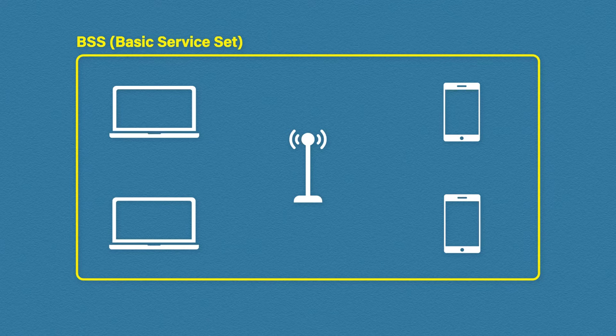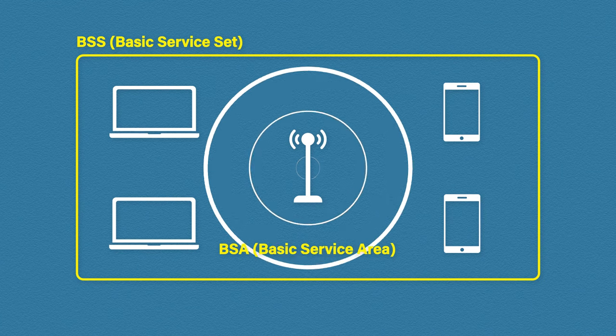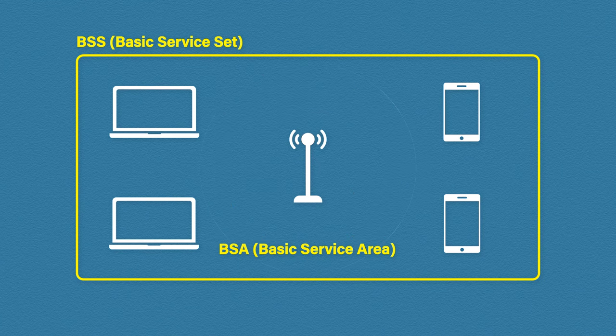Now, there is a downside to wireless networks like this, and it's one I'm sure you've experienced before at home. When connected to a wireless network, you are restricted to the area the access point has signal for you to connect. And this signal area is known as the Basic Service Area, or BSA. Okay, great, so this is what a standalone wireless network looks like.